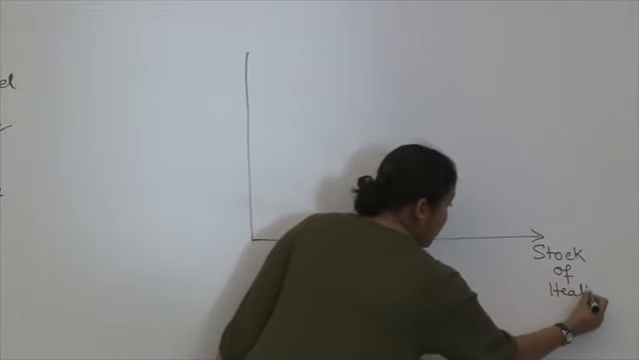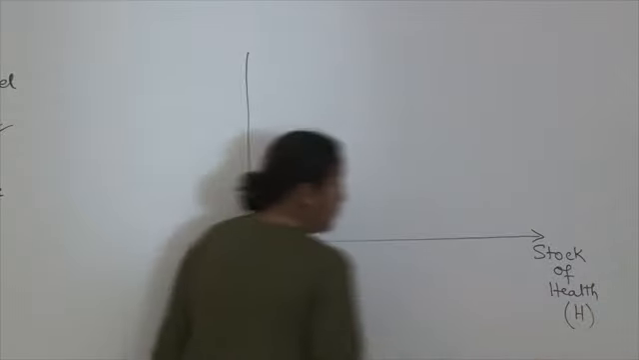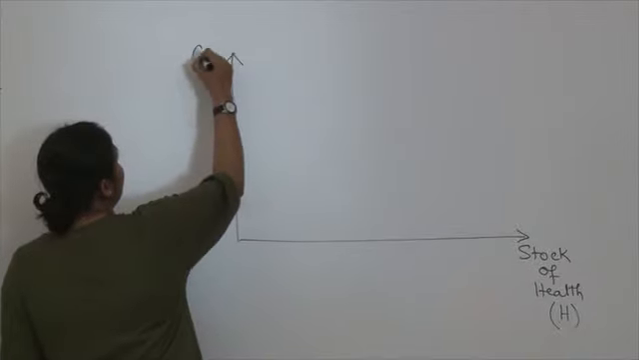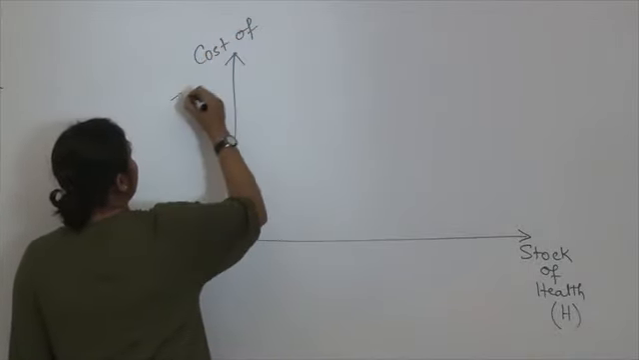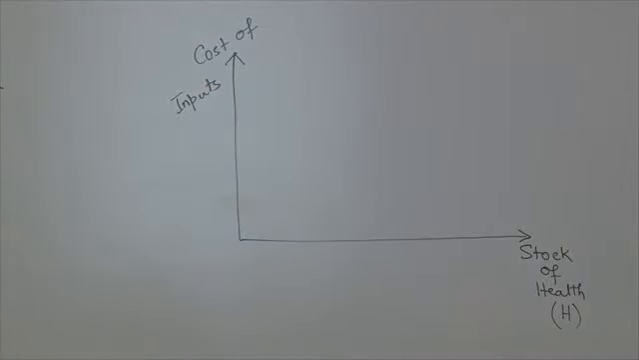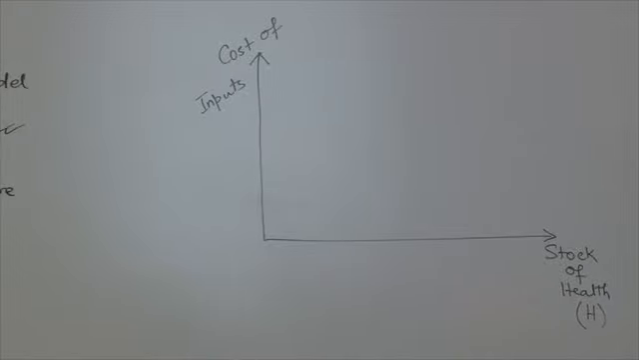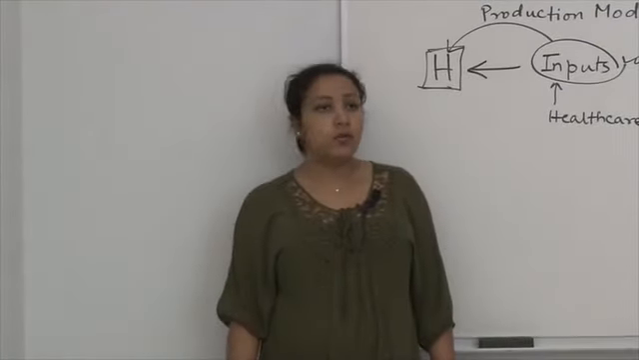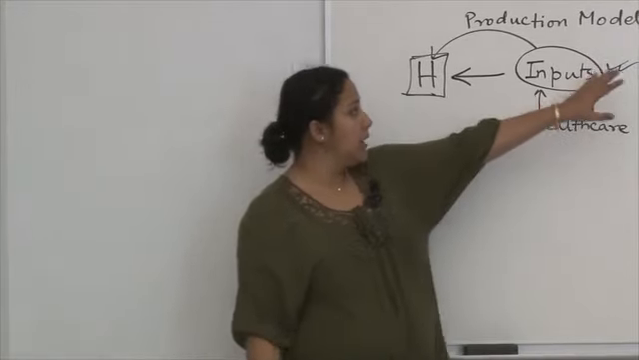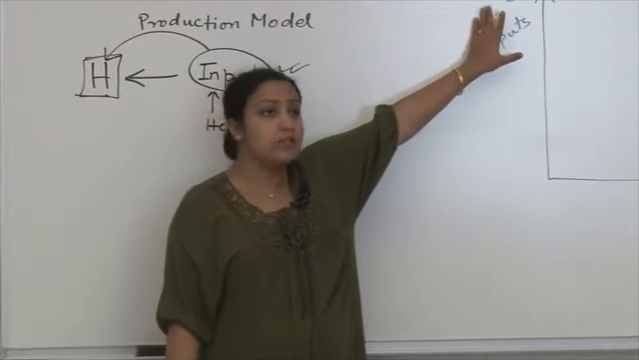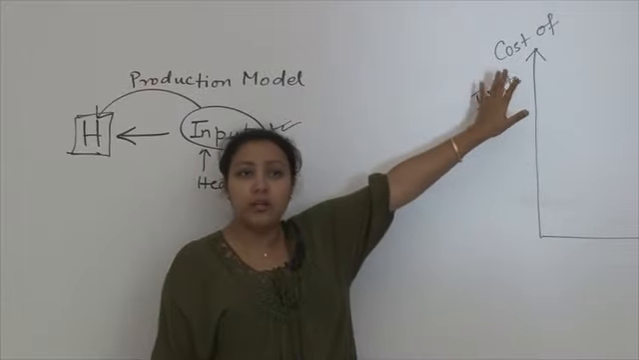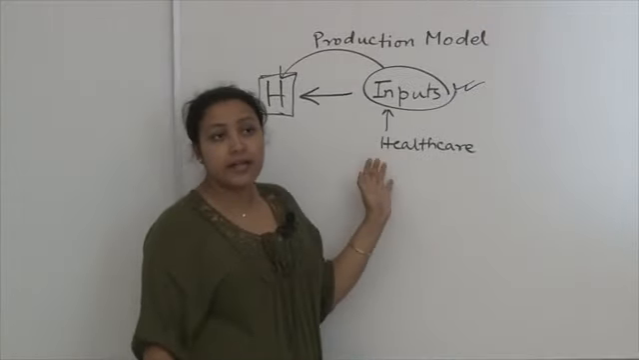So that's the output of the model, the capital H that we were talking about. And here I have the cost of the inputs. Basically, here I am talking about the cost of investing in healthcare. In the textbook that may be given as investment, but it is investment in the sense of how much money or how much time you are putting into getting medical care, getting health care.